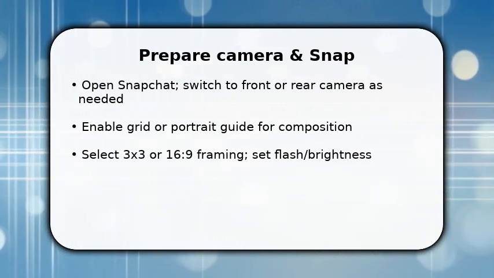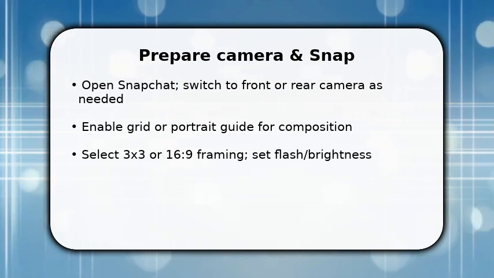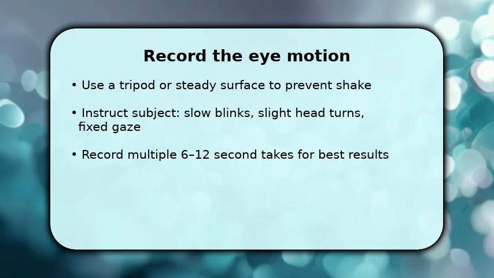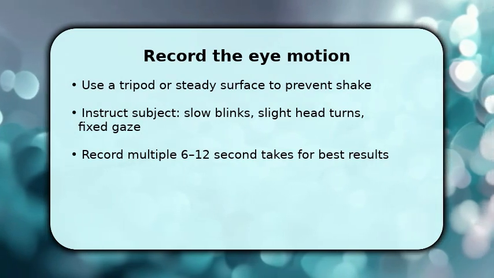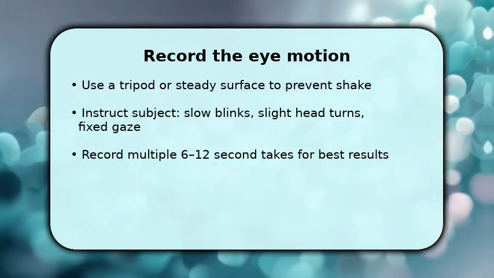Make sure the background is plain. Clutter interferes with lens tracking, and that's why this early setup matters. You record the eye movement next, and steady footage is critical. Mount the phone on a tripod or steady surface so Snapchat's lens can track accurately.